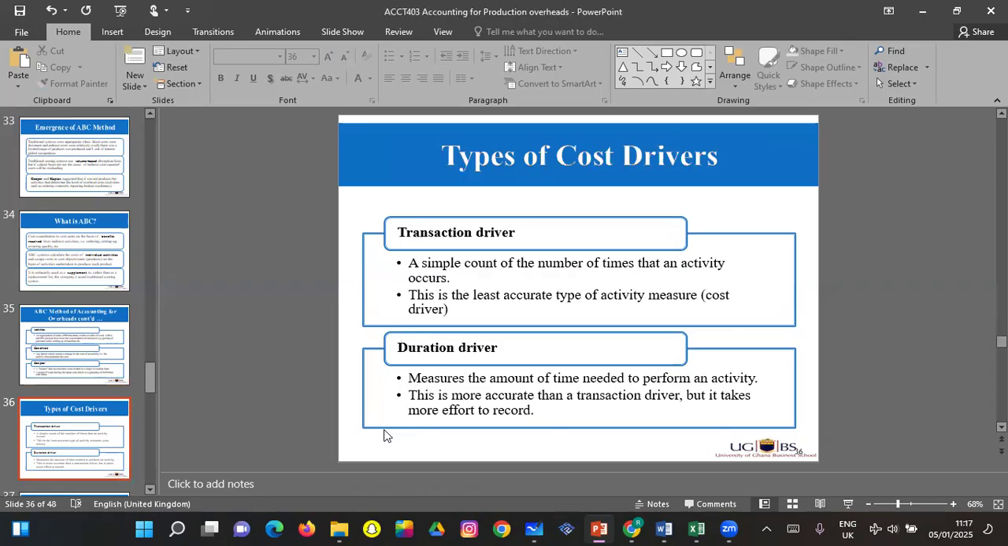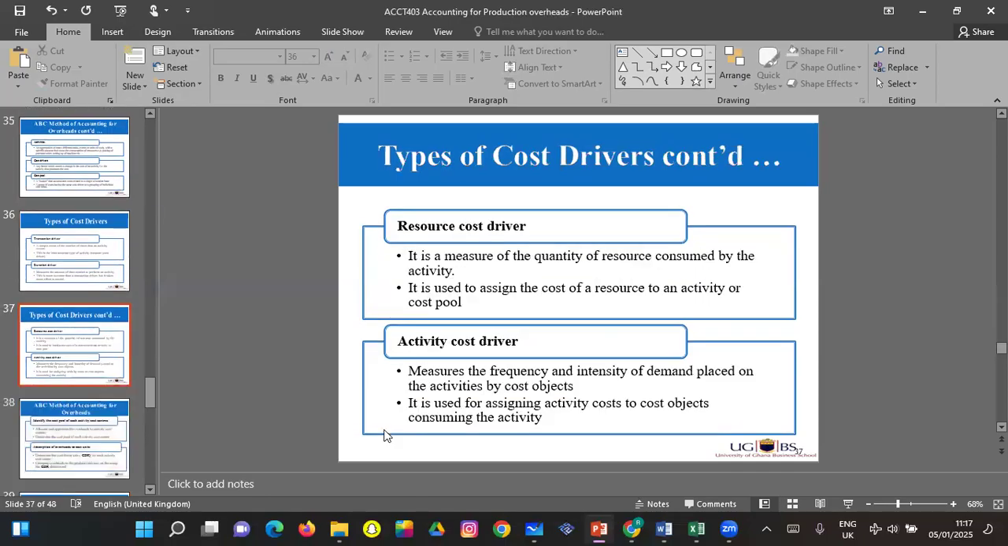So types of cost drivers: you have the transaction driver, a simple count of the number of times that an activity occurs. This is the least accurate type of activity cost measure. A duration driver measures the amount of time needed to perform an activity. This is more accurate than a transaction driver, but it takes more effort to record. We have the resource cost driver. It is also a measure of the quantity of resource consumed by the activity. It is used to assign the cost of a resource to an activity or cost pool.